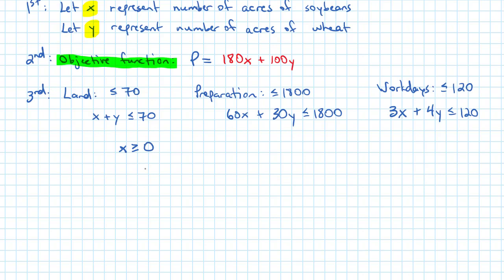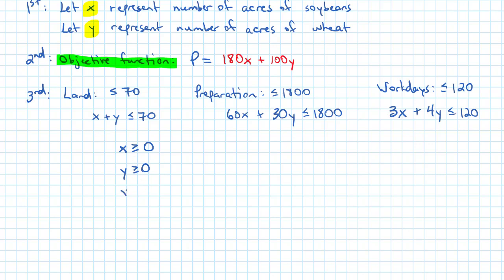So X has to be greater than or equal to 0, and similarly, Y has to be greater than or equal to 0. Those 2 constraints are typically listed depending on the problem. You often can't have negative numbers in real-world applications. There are cases where you could lose money, for example, and you could have negative values, so you wouldn't have these constraints. But in this case, we can't have negative acres, so those constraints are sort of implied.